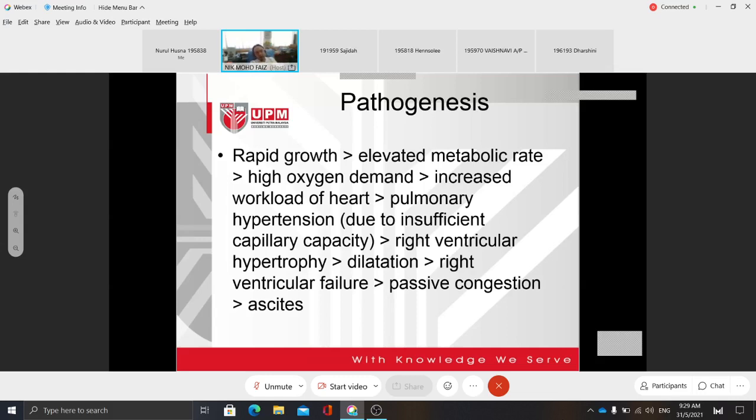when the heart pumps so hard, it leads to right ventricular hypertrophy. If you pump hard, the heart muscle loses its elasticity and becomes hypertrophic to compensate for the hypertension, and that leads to dilatation, and then dilatation leads to right ventricular failure, then passive congestion, and then ascites. If you have taken pathology class and revise your cardiovascular pathology, you will understand more about the pathogenesis of right ventricular heart failure.